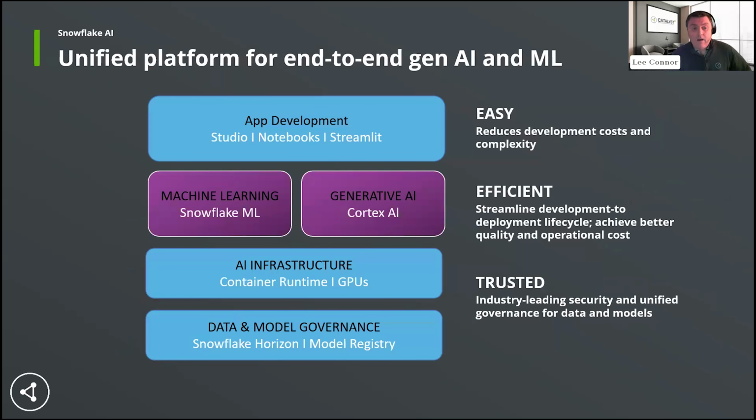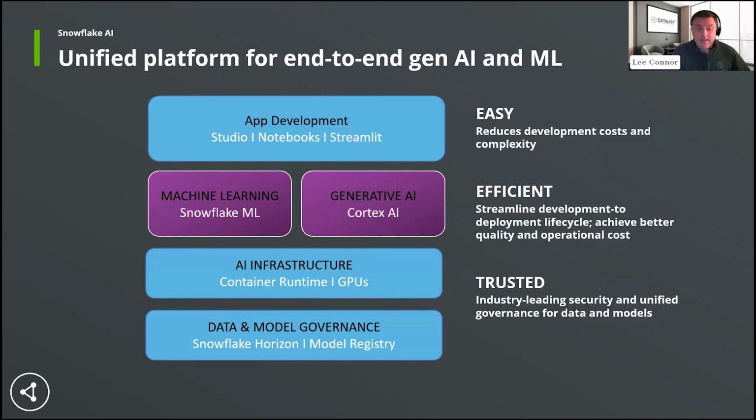So let's look at that and understand a little bit more about it. You develop those apps in what they call Studio, which you'll see today, Notebooks and Streamlit, broken down by the Snowflake ML and Cortex AI. We'll just call them ML and Cortex from now on.